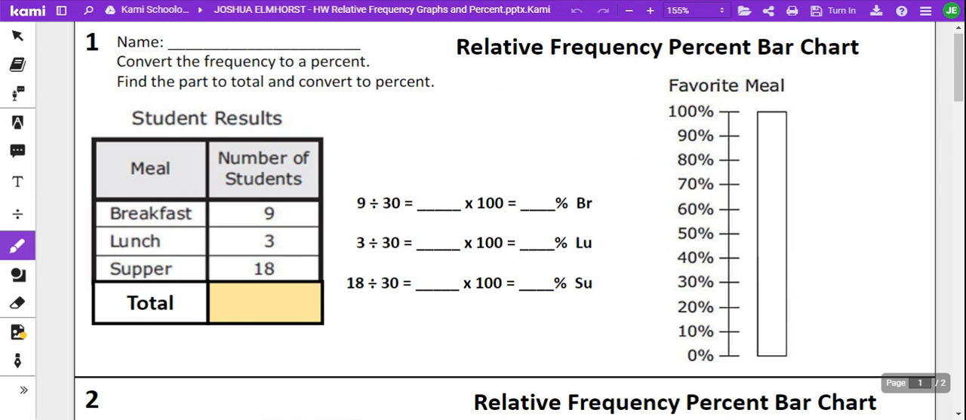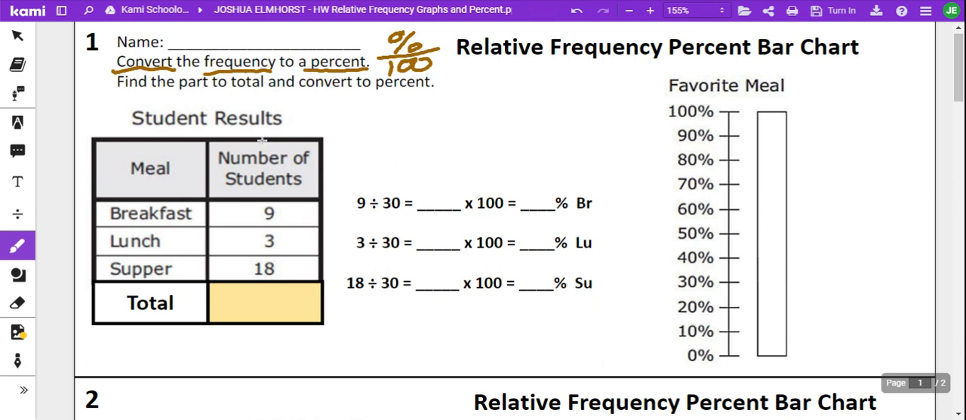Hey, this is Mr. Elmhorst with the homework for relative frequencies, where we're going to look at percents and put them into bar charts or bar graphs. So we're going to convert the frequency, how many times it happens, to percent. The important part to remember is that percent is out of 100. So we're going to find the part and the total and then convert that to the percent.